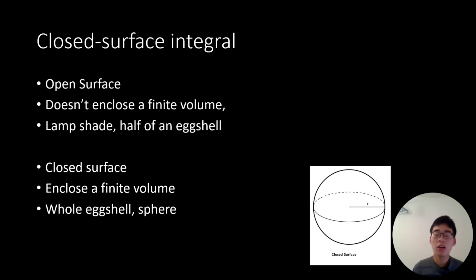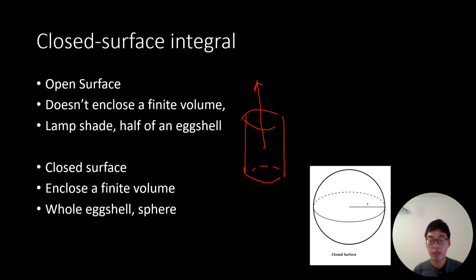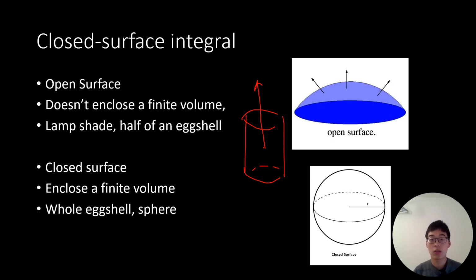And on the contrary, the open surface doesn't enclose a finite volume. For example, a lampshade. We have a certain shape like this, right? If I put my finger inside, I can literally take it outside very easily. So it's not closed, it's not a fixed volume. In this case, it's called an open surface, like shown here. Half an eggshell, if you crack the egg and put it into the pan and you break it, the half of the eggshell is not a closed surface, it's an open surface, like shown here.